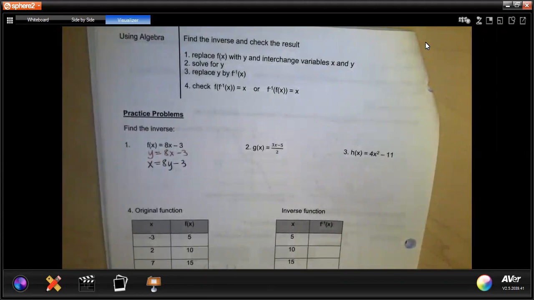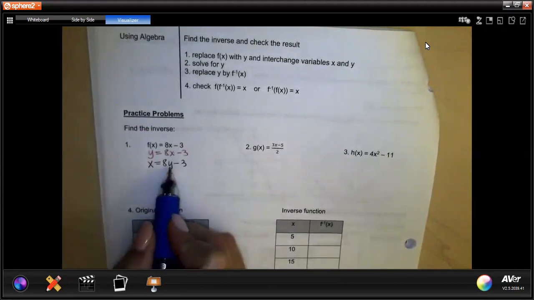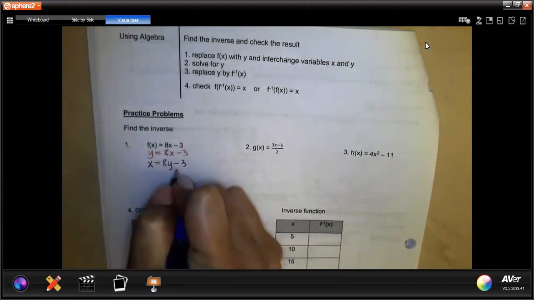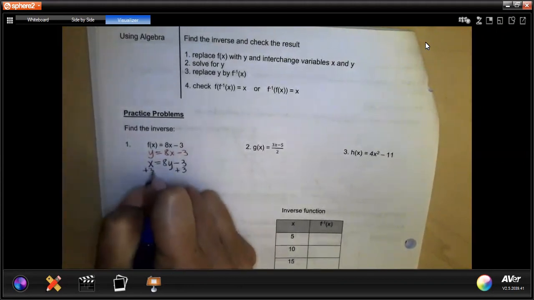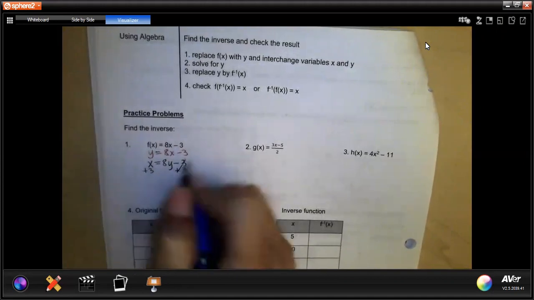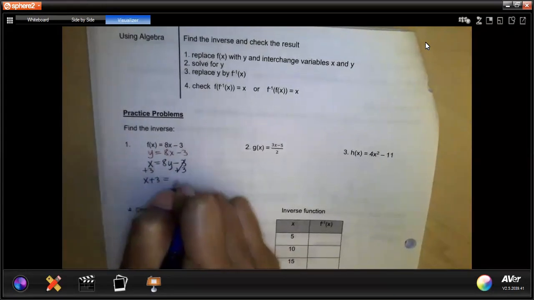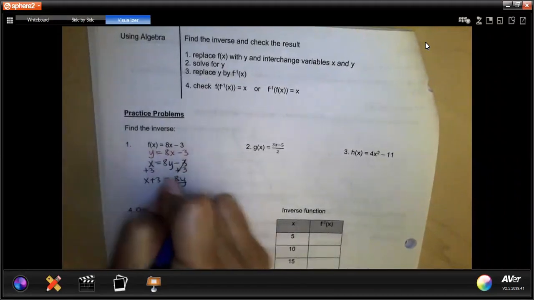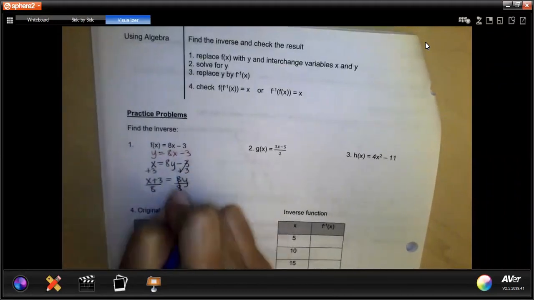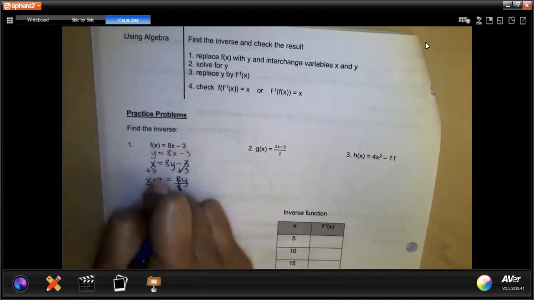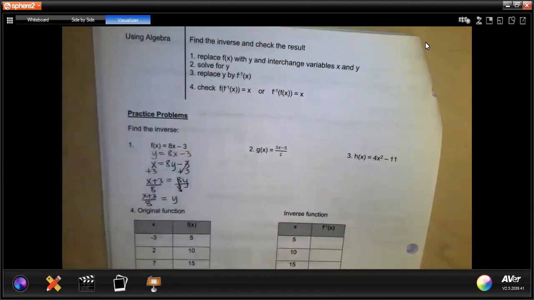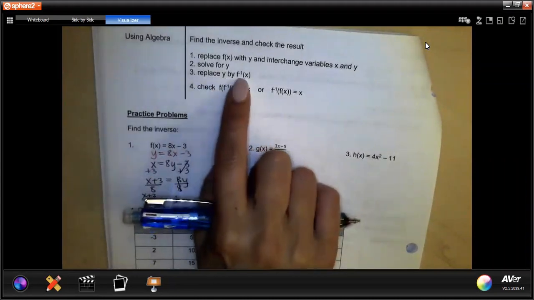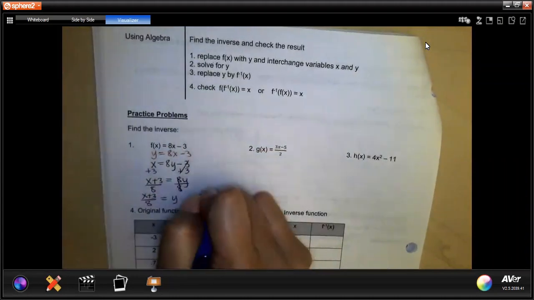Now, y in math is considered the dependent variable, so we don't want to leave it in the equation. So we're going to solve for that y so that it's by itself. I add the 3 to get it to the other side. And so we get x plus 3 is equal to 8y. And then we divide by 8. And so we've got y equals (x plus 3) over 8. That's our inverse function. Notice that it then says replace y by f of -1 of x.